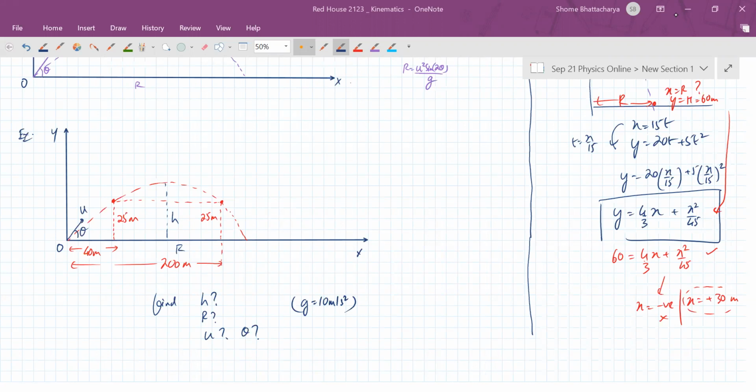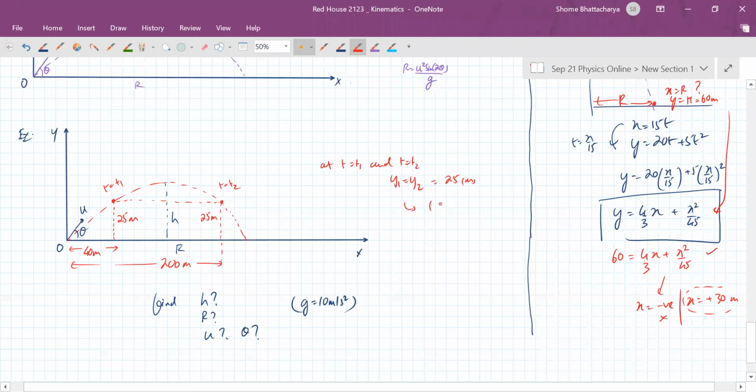Now, a hint to you guys. At these two points, the height is the same. Let's say this time is T1 and this time is T2. At T equal to T1 and T equal to T2, if the Y coordinates are the same, then it means they're symmetrical points. It means that the sum of the times should be the time of flight, but more importantly, the sum of the X coordinates should be how much? It should be the range. This is the hint I'm giving you: these two points are symmetrical points on the parabola.